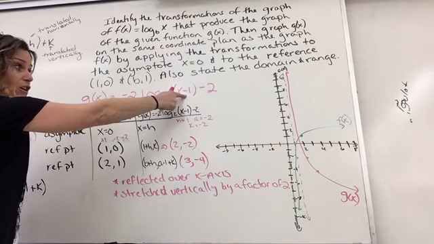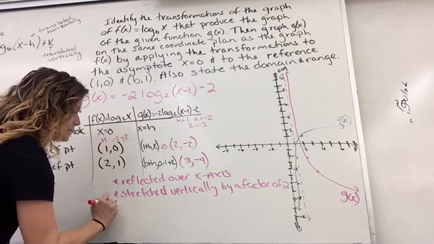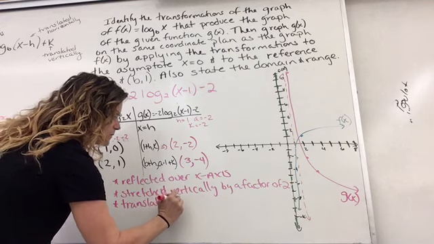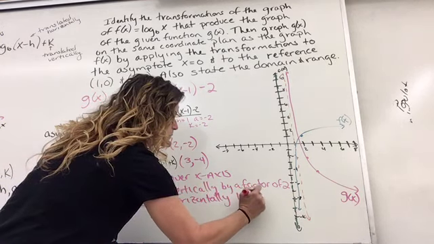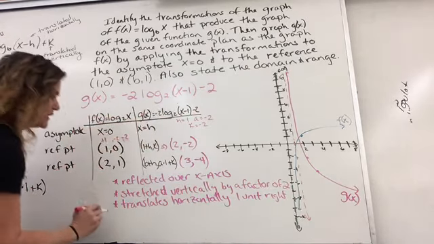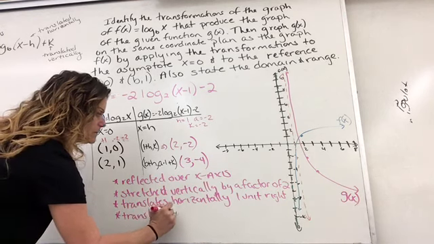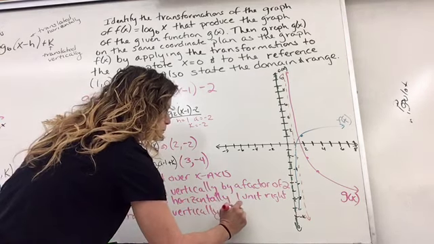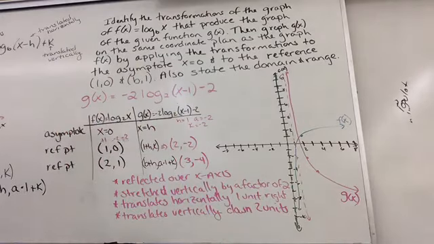We are translating our graph horizontally 1 unit right. And then this says we're translating our graph vertically down 2 units. And there we have our graph.